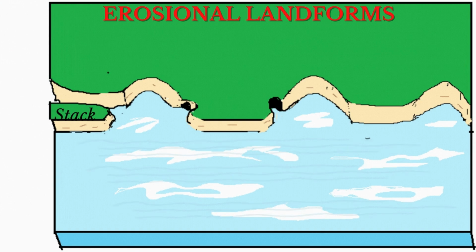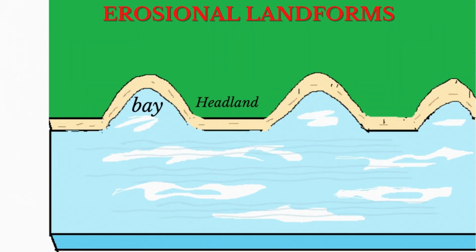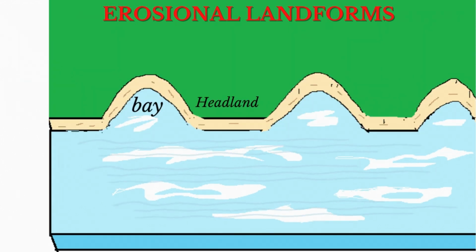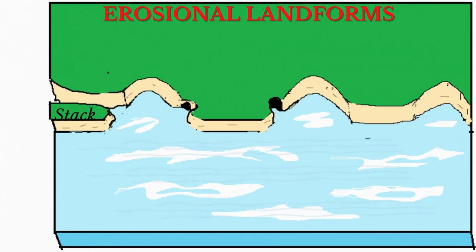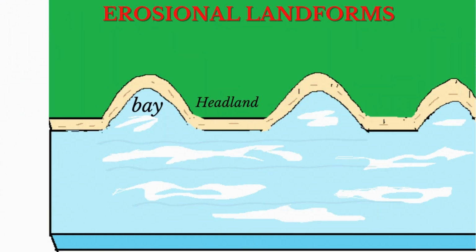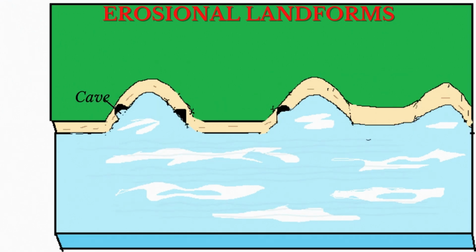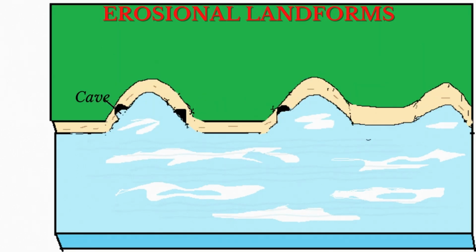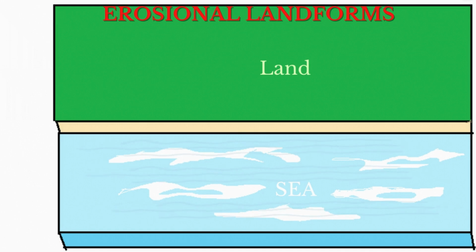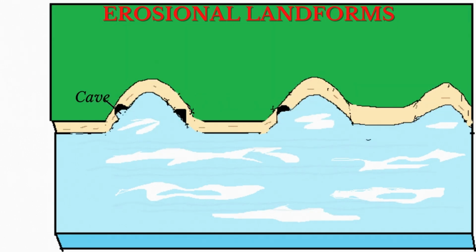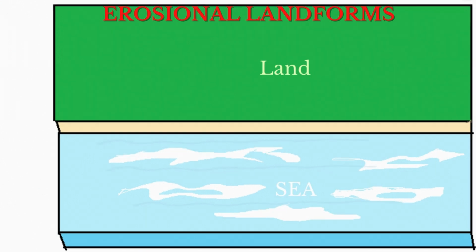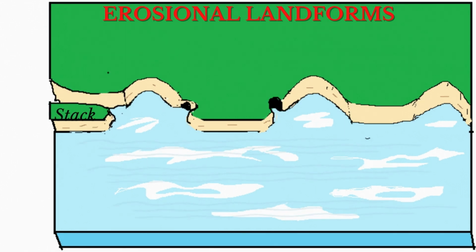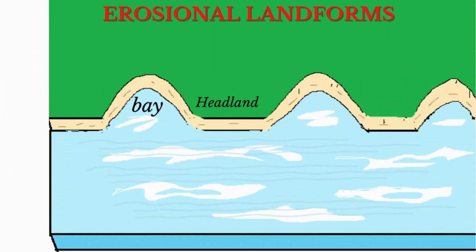Erosional landforms include bays and headlands, formed when differential erosion causes one part of the coastal land to be eroded faster, creating indentations called bays. And the part that is left will project outwards into the sea, and this part is called a headland.